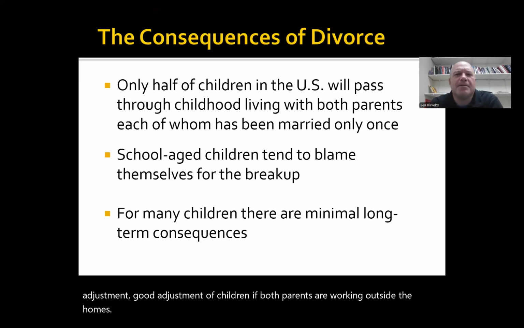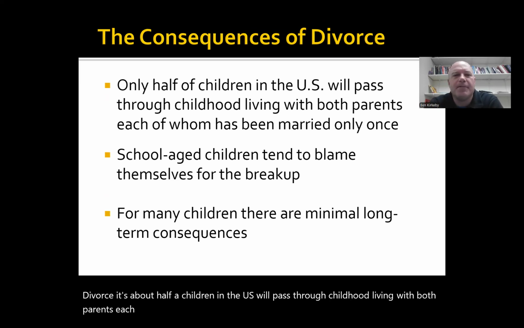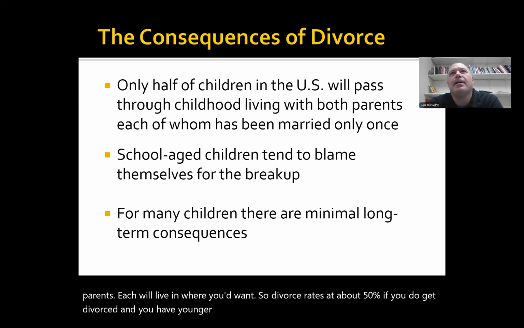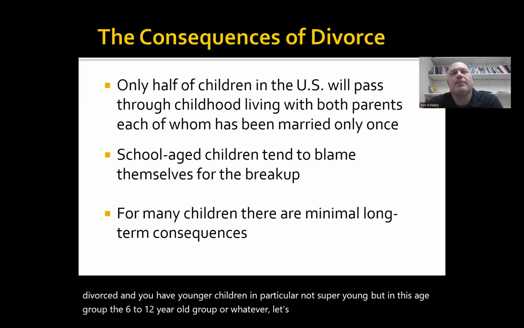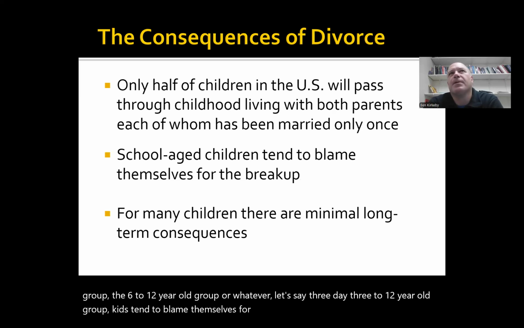Divorce. So about half of children in the U.S. will pass through childhood living with both parents, each of them only having been married once, so divorce rates are at about 50%. If you do get divorced, and you have younger children in particular, not super young, but in this age group, the 6 to 12-year-old group, or let's say the three to 12-year-old group, kids tend to blame themselves for everything, and so they probably at some level will blame themselves for the divorce.